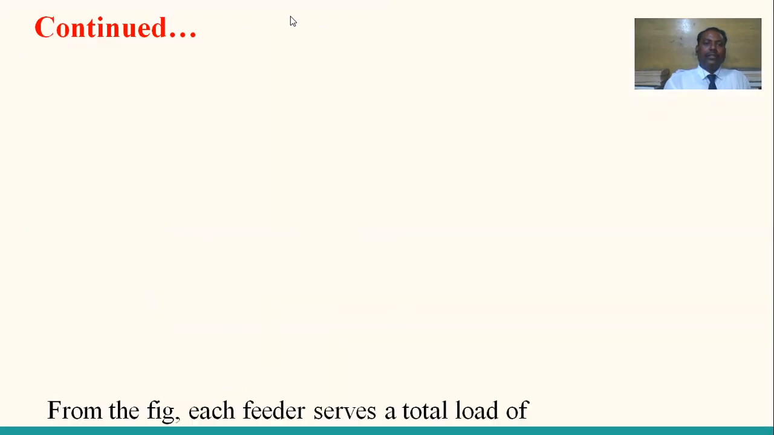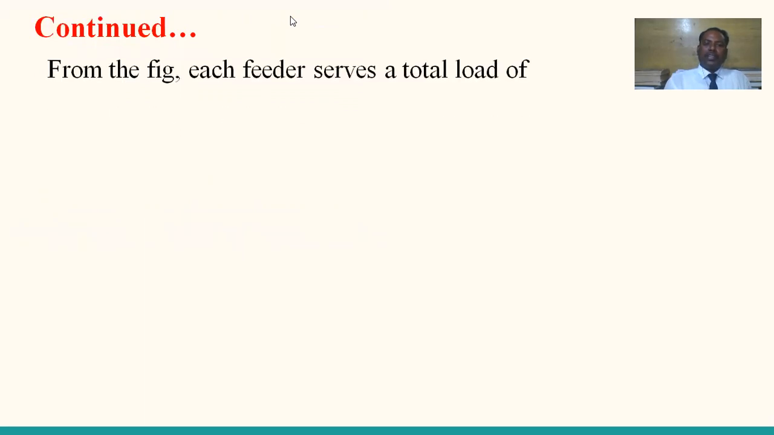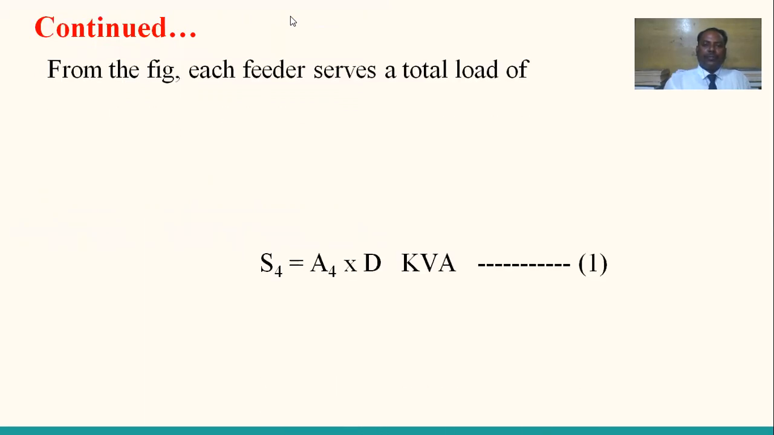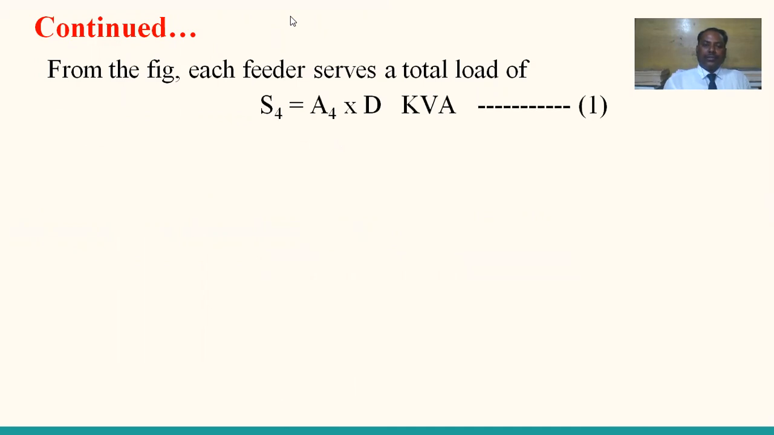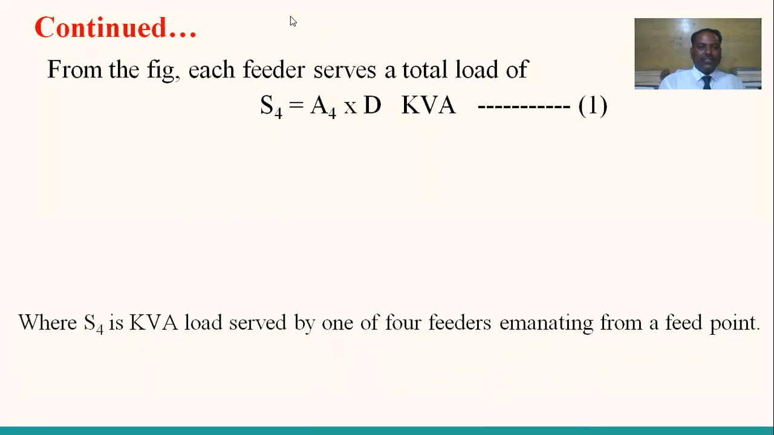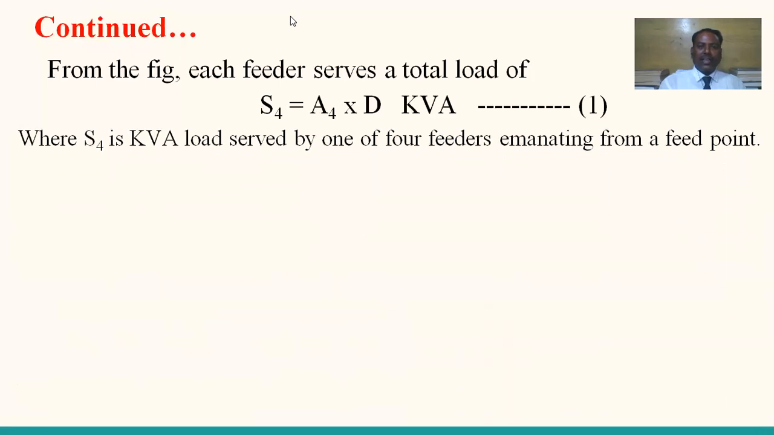So from the figure, each feeder serves a total load of S. So totally how many feeders? 4 feeders are there. Out of 4 feeders, we are evaluating only 1 feeder. So S4 is equal to, S is the load, which is equal to area into density, in terms of kVA. S is the apparent power in terms of kVA. Let us define what is what here, where S4 is the kVA load served by one of 4 feeders emanating from a feed point.